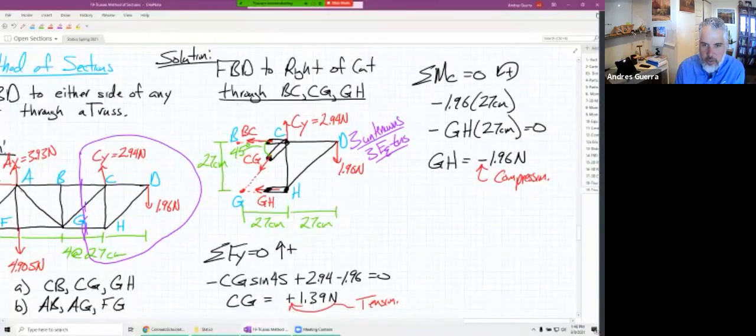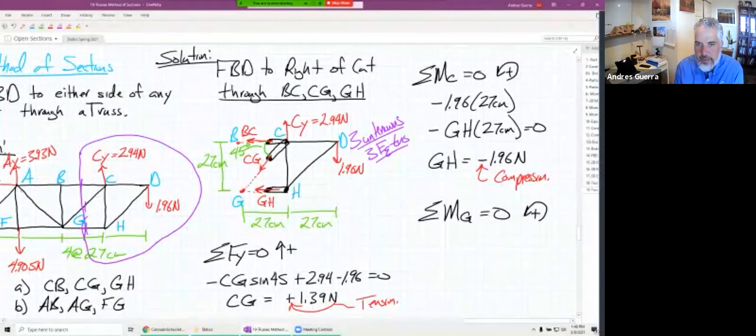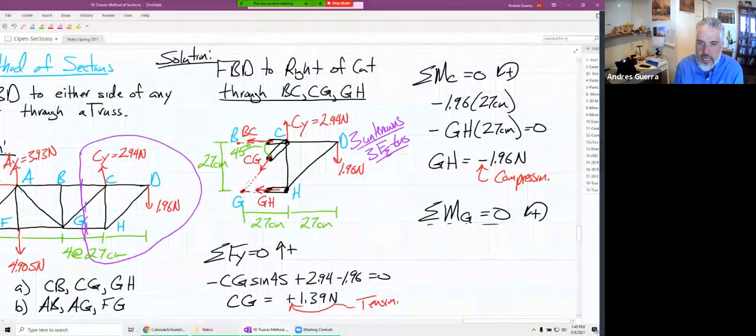Let me show you another moment equation though. What if the only thing we haven't found is BC? What if I sum moments about G? G is not even on my FBD, but look at what happens. CG and GH both go through point G. So I can do that. Actually, when I draw an FBD, I can sum the moment anywhere. It doesn't even have to be just the next adjacent joint. Anywhere will work. I picked the spot that got rid of CG and GH because they both go through point G.